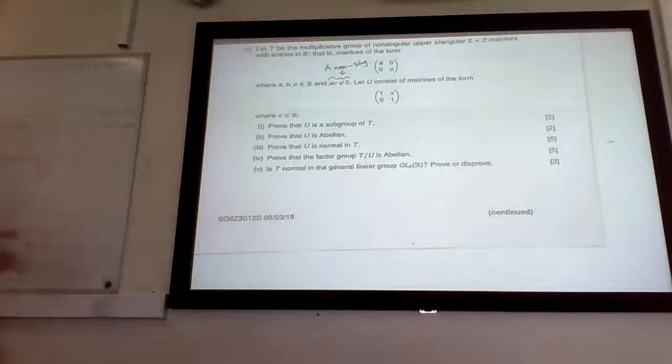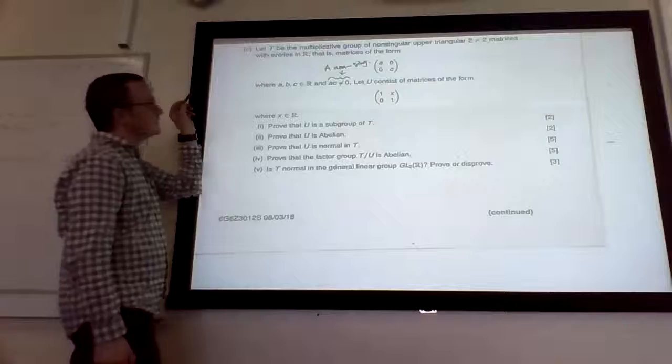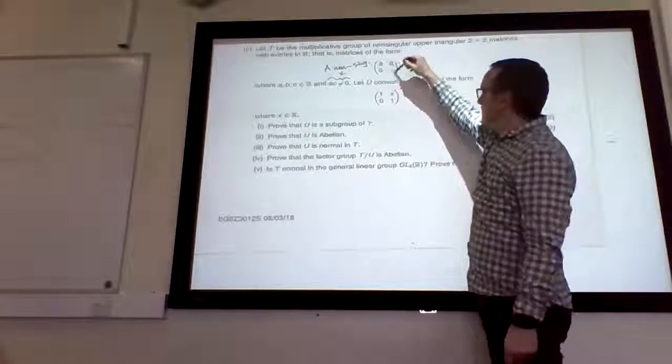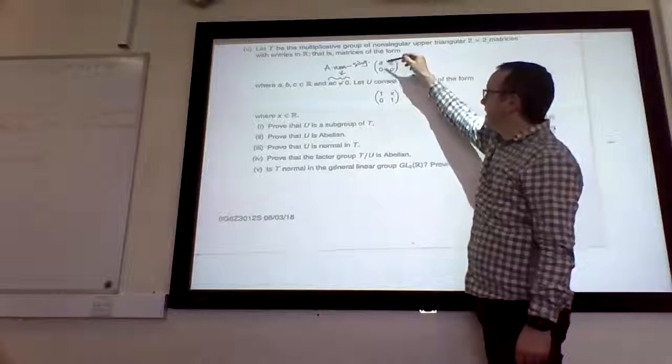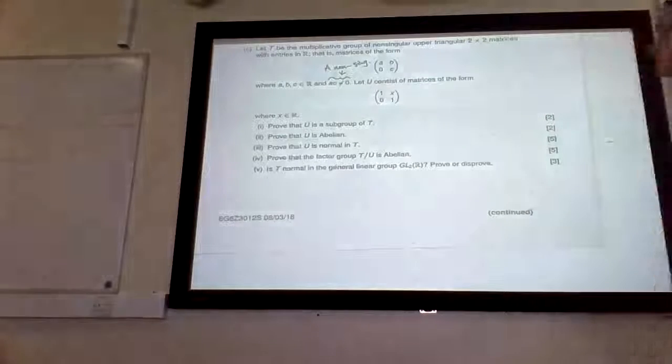We don't have to prove that that's a group. We can consider that that's a group under multiplication. And then U is a subgroup. So it's a subset of these, the special ones where both A and C are equal to 1, but no restriction on x. So x can be anything.